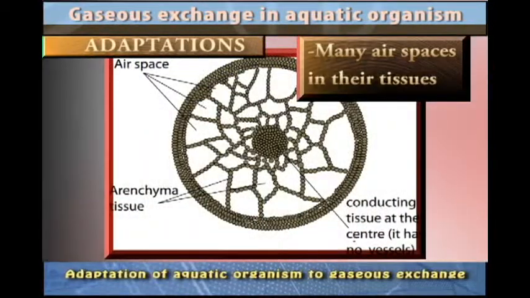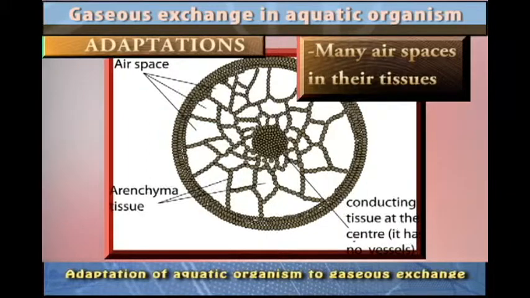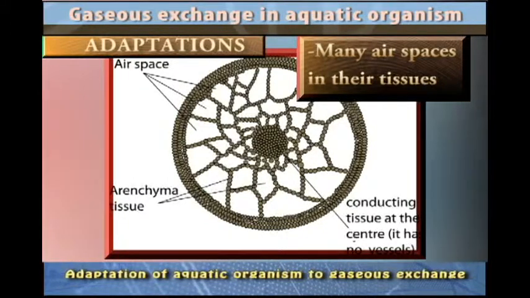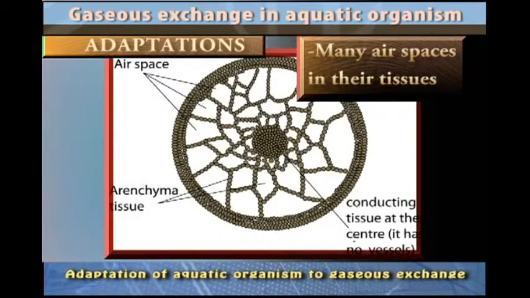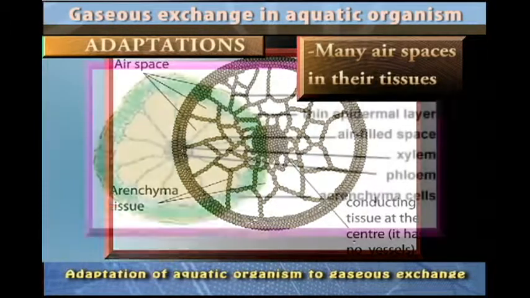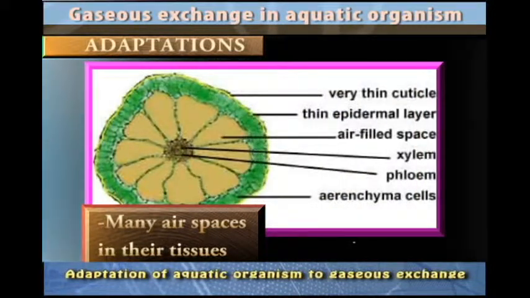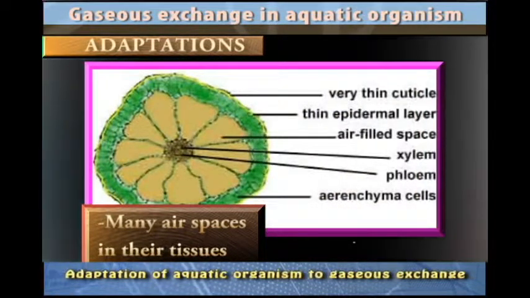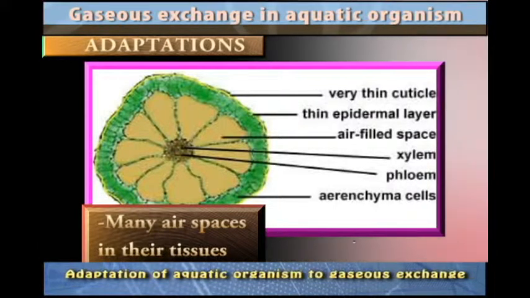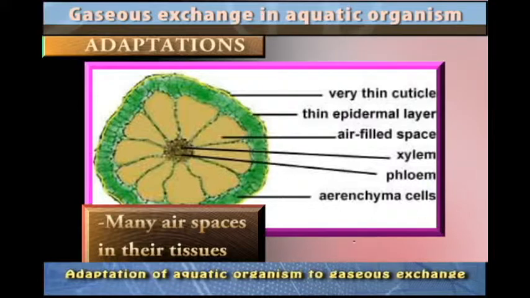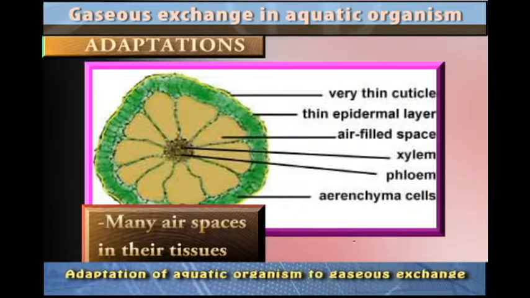Now many organisms have air spaces in their tissues, especially the plants. There are air spaces in the tissues, and these air spaces help to absorb more oxygen and keep more oxygen in these spaces that can be used by the plant.